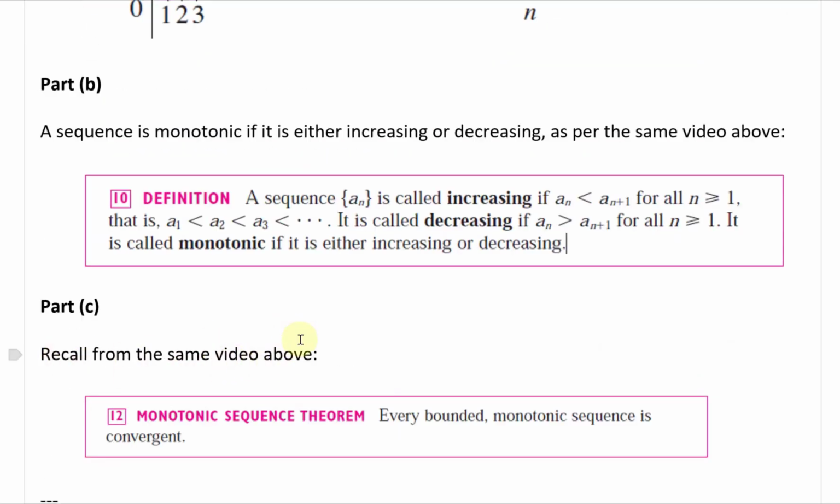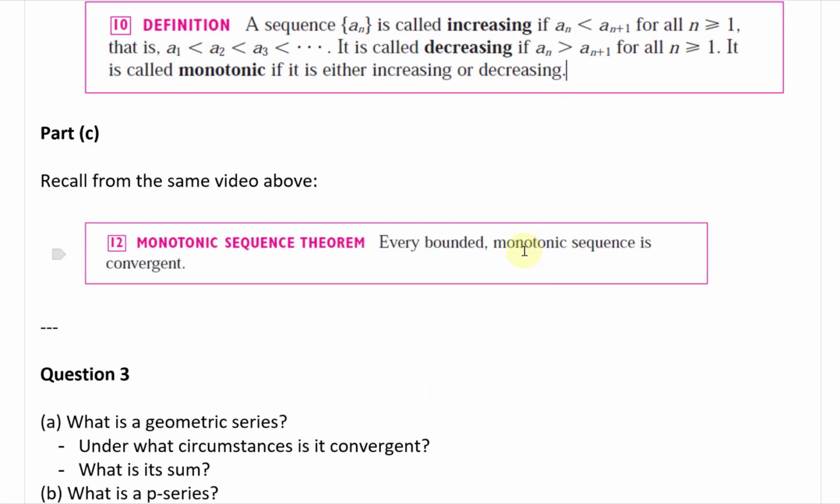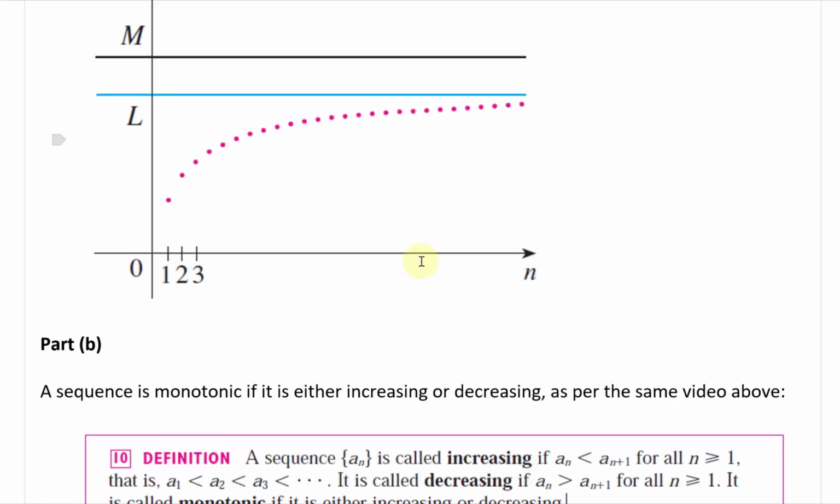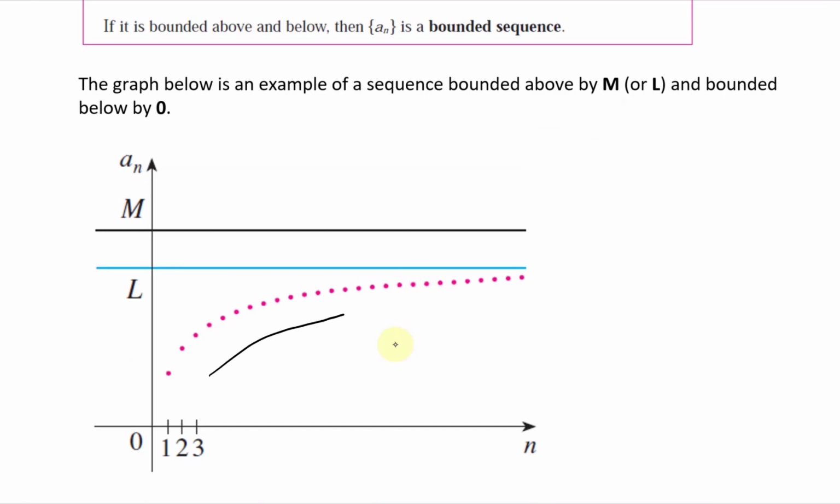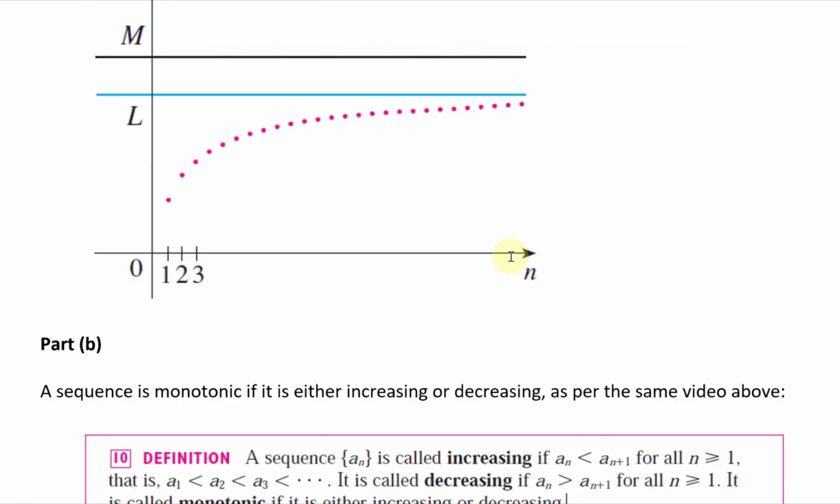And you can recall from the same video above, the monotonic sequence theorem: every bounded monotonic sequence is convergent. In other words, for example here, this one is monotonic, it's always increasing, but it has an upper limit. So in other words, it's going to eventually be less than M. So you're going to actually have a limit there. So it's always increasing in this case, but it's bounded. So in other words, it's obviously convergent. So yes, very, very interesting.